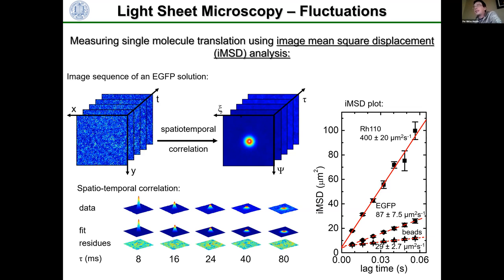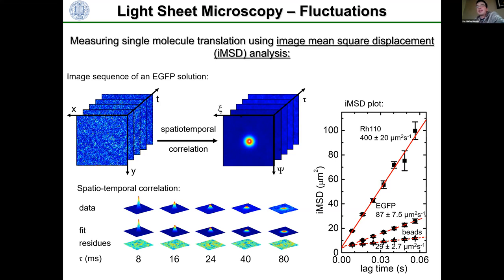And just to show you a few examples, one is the diffusion of a dye, a small molecule, rhodamine 110, which diffuses at about 400 micrometers square per second, which we were able to confirm with this method. Then you have the green fluorescent protein, which is a bigger molecule. It's a protein, which diffuses at about 90 micrometers square per second. And then down here, you see some beads, which are even bigger, which in this case diffused about 30 micrometers square per second.